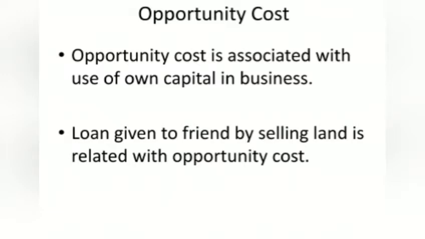Loan given to friend by selling land is related with opportunity cost. Opportunity cost is the probable income lost from another project after the actual investment made. For example, the selling amount of money of land can be invested in project, from where the investor can earn some return. But by lending to his friend, he loses the potential income. This refers to opportunity cost.